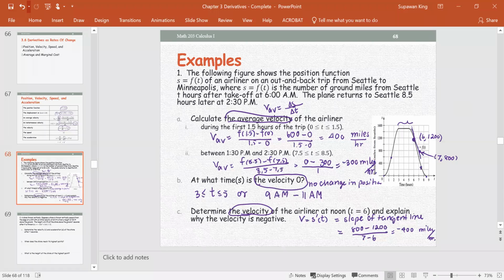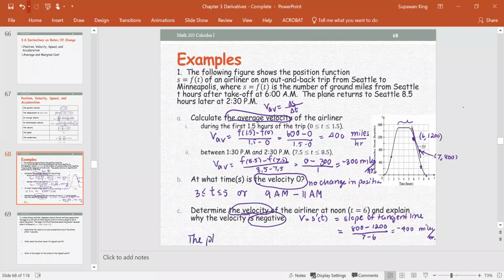And what does it mean? You have the negative sign. It means the direction of the plane is in the opposite way, or we can say the plane is on the way back to Seattle.